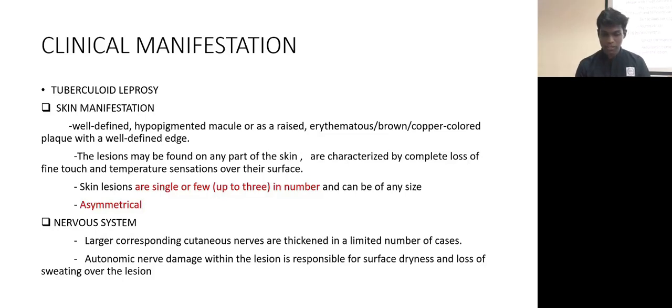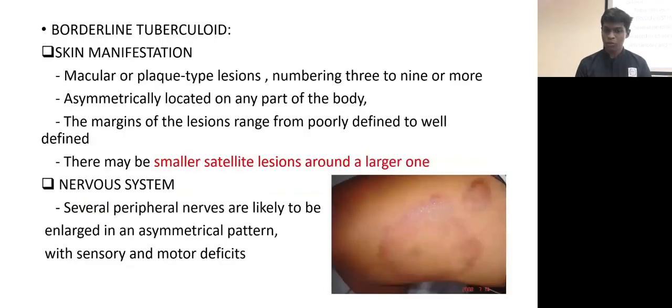When it comes to the nervous system, the larger corresponding cutaneous nerves are thickened in a limited number of cases, and there will also be autonomic nerve damage causing surface dryness and loss of sweating over the lesion. In borderline tuberculoid leprosy, there will be macular or plaque-type lesions numbering 3 to 9 or more, asymmetrically located on any part of the body. There will be classical smaller satellite lesions around the larger one, and the margins of the lesions will be poorly defined. In the nervous system, several peripheral nerves are likely to be enlarged in an asymmetrical pattern with sensory-motor deficits.